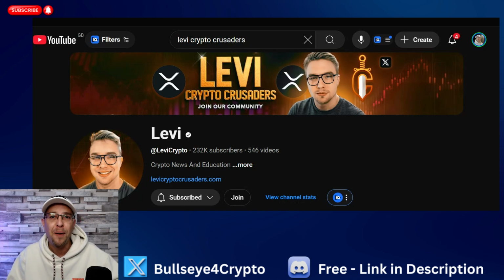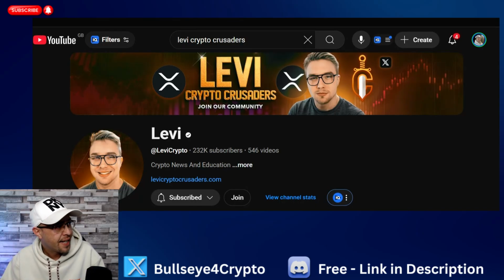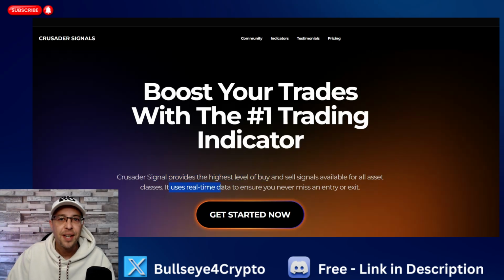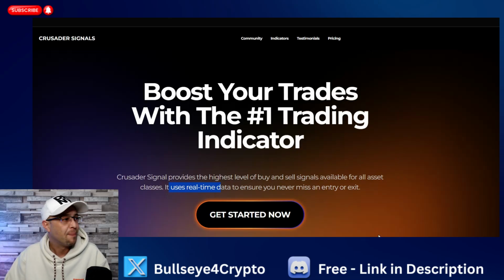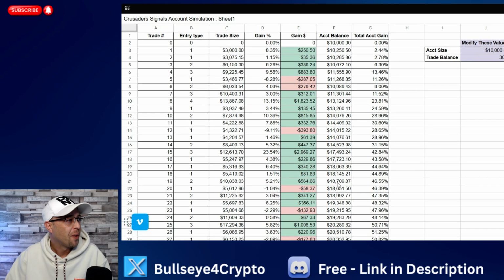We're going to talk more about that in later videos. But this is the indicator he's designed, and it is the highest level of buy and sell signals available for all asset classes. All asset classes, guys. It's not just crypto. It uses real-time data to ensure that you never miss an entry or an exit. So we're going to look at that very shortly, and we're going to look at the results from the last 47 trades as well.